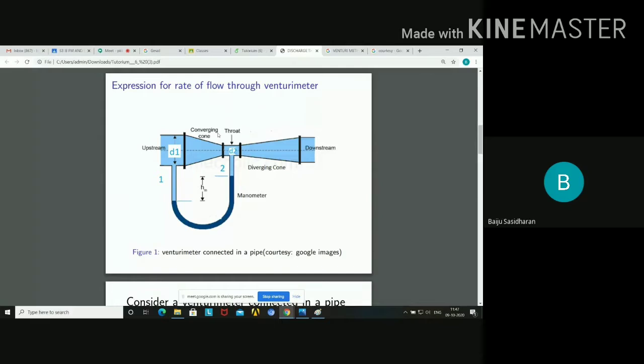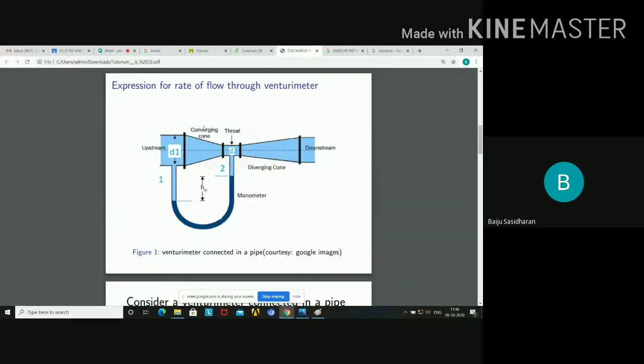This venturimeter is normally connected with a manometer in order to find out the difference in pressure between the main pipe as well as the throat. Here the venturimeter is connected to the main pipe. Therefore, for the main pipe, the pressure will be more, and that is why it will depress the manometric fluid more. At the throat area, the pressure will be less, so the manometric fluid goes towards the throat. So here it is high pressure, here it is low pressure.